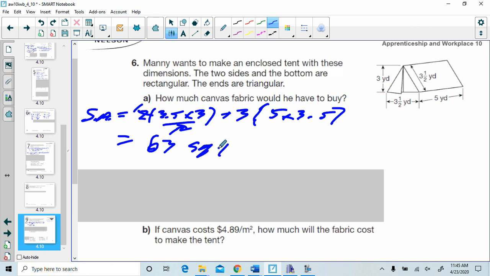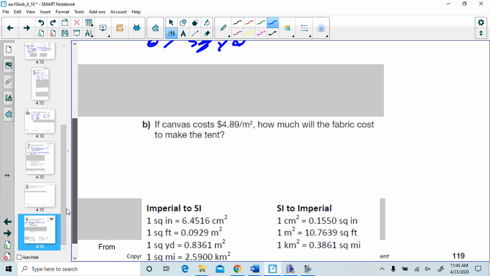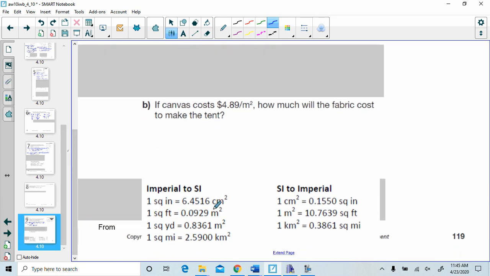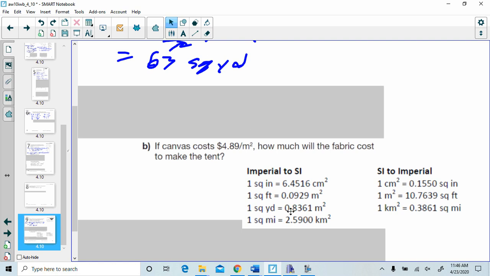Square yards. Okay, so when we're looking at this here, the next part's saying if canvas is $4.89 per meter squared, how much will the fabric cost to make the tent? Okay, so we just take that 63 that we know and we work with it. Okay, so we're going to use the conversion factor, if you can see on the right side here. We're moving from square yards to meters squared. So we need to convert and work with our number of $4.89.